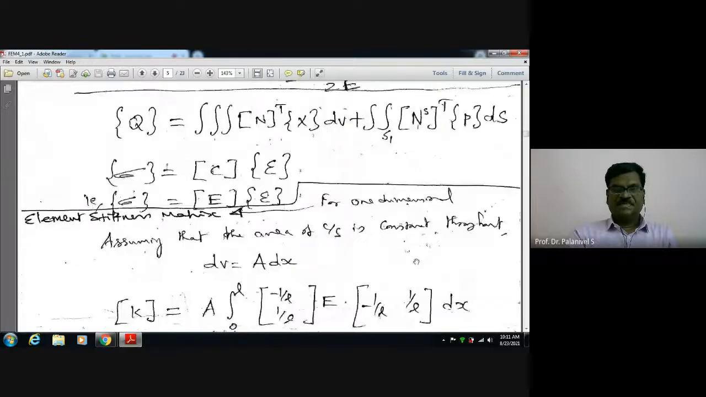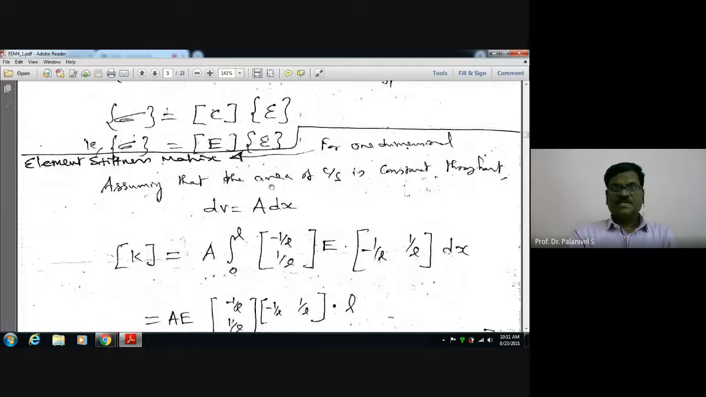Let us see. Assuming that the area of cross section is constant throughout, if you take a one-dimensional line element, two-noded, the area of cross section will be constant throughout. Therefore dV equals A into dx, area of cross section into dx. Therefore, the element stiffness matrix K equals the triple integral, as I already told you. Since dx alone is there, only a single integral from 0 to L. The length varies from 0 to L in that element. Area I have written here, dx I have written here, because dV is A into dx.